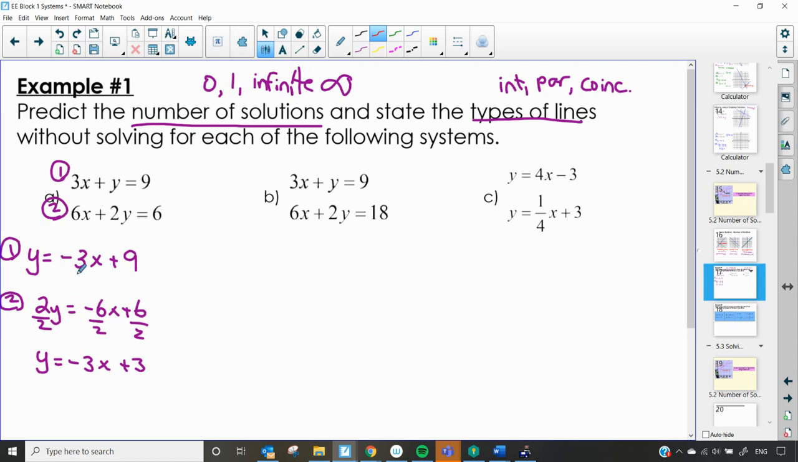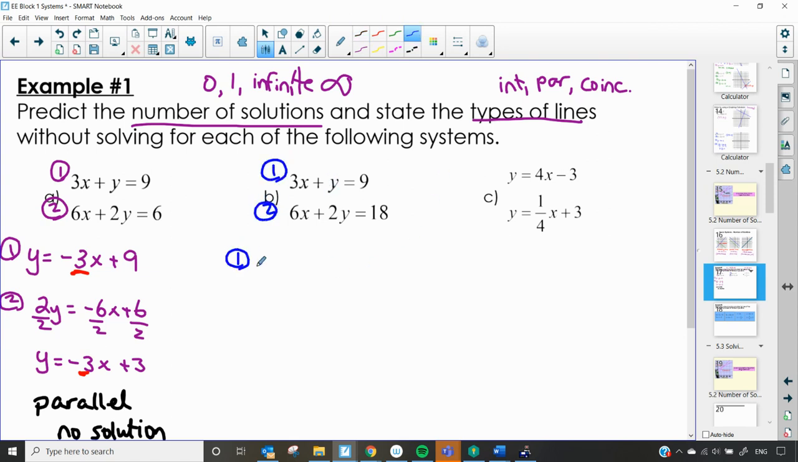So comparing these graphs, they have the same slope, but different y-intercepts. So if these have the same slope, that means these lines are parallel, but they have different y-intercepts, so that means there's no solution. Okay. If they had the same slope and the same y-intercept, then they would be coincidental. All right, let's take a look at example B.